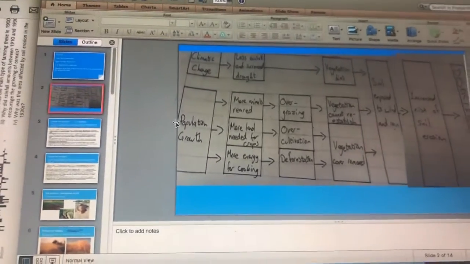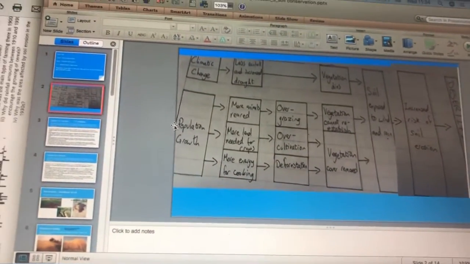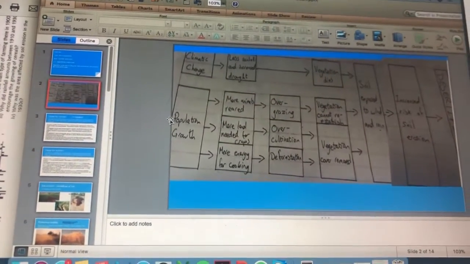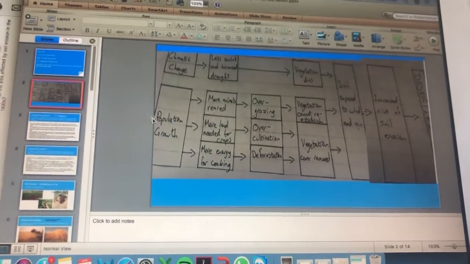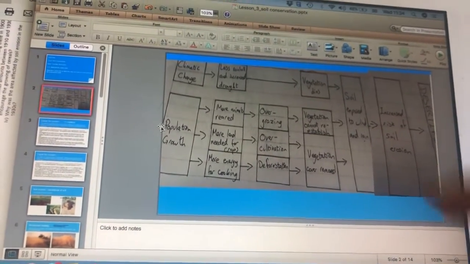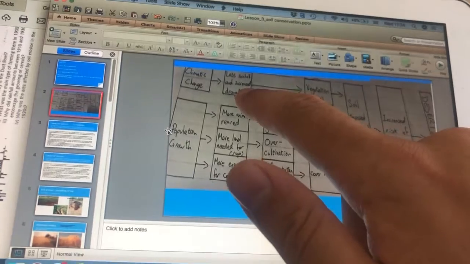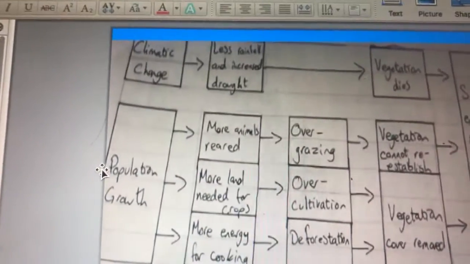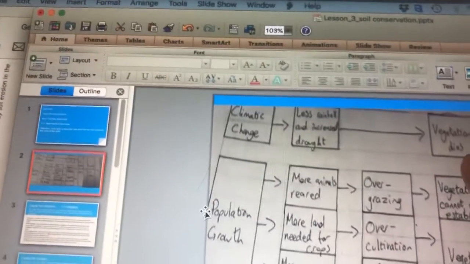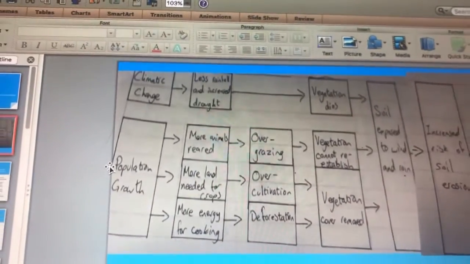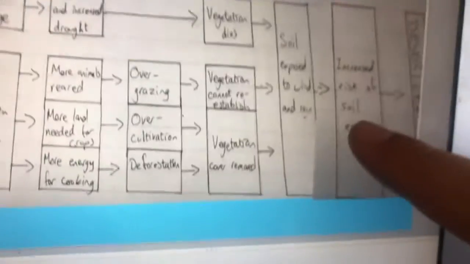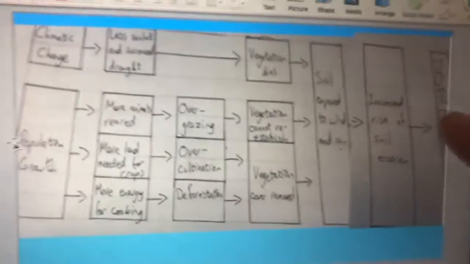So first, the desertification one. We've got those two main causes of desertification: climate change and population growth. So let's just go for climate change first. When there's climate change, there's less rainfall and more drought. And what's going to happen there? Vegetation's going to die. When vegetation dies, the vegetation holds the soil together, so the soil becomes exposed to wind and rain. And so more soil erosion, desertification.